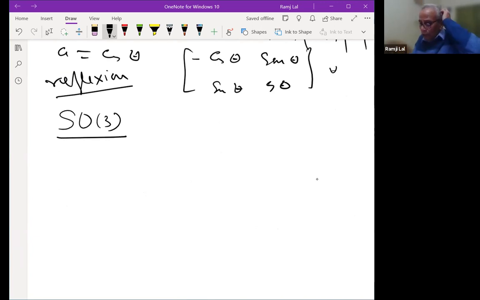SO3 together with a reflection really gives you the whole O3. SON together with the reflections gives you the whole ON.